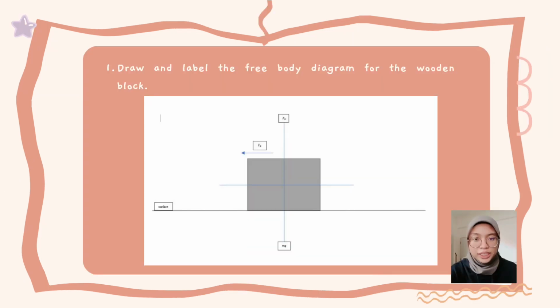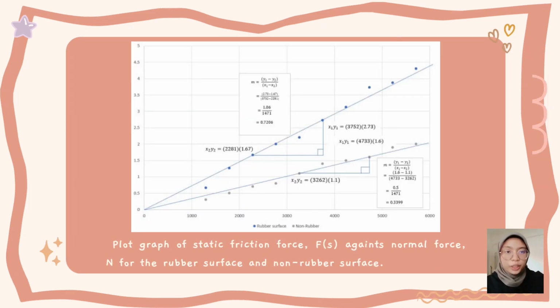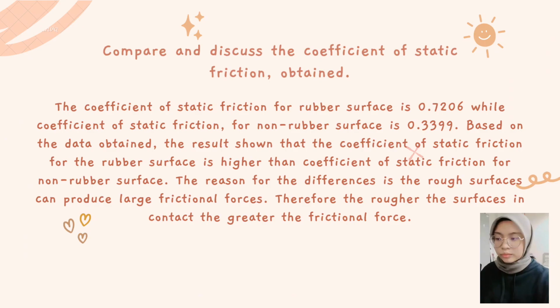The first analysis for this experiment is to draw and label the free body diagram for the wooden block. Second, plot a graph of static friction force against normal force for the rubber surface and non-rubber surface. Compare and discuss the coefficient of static friction obtained.